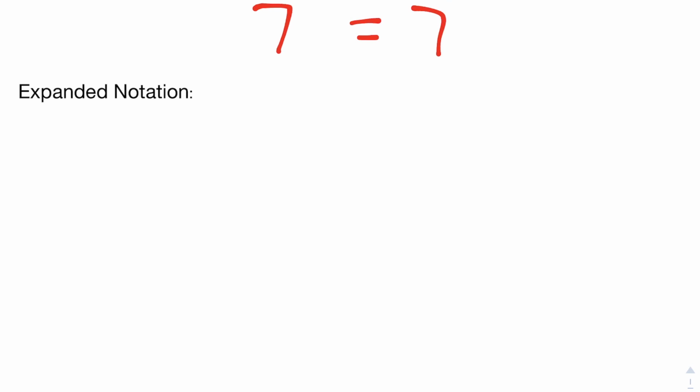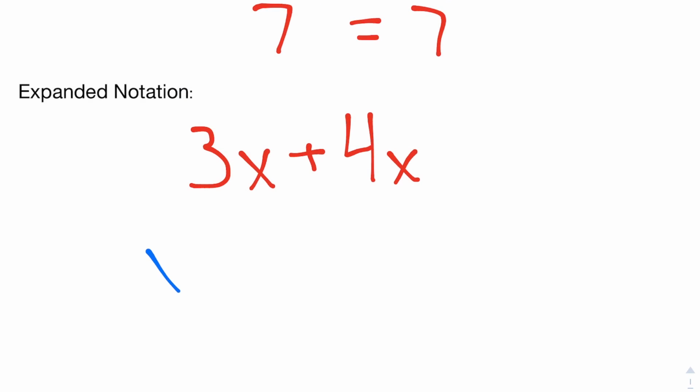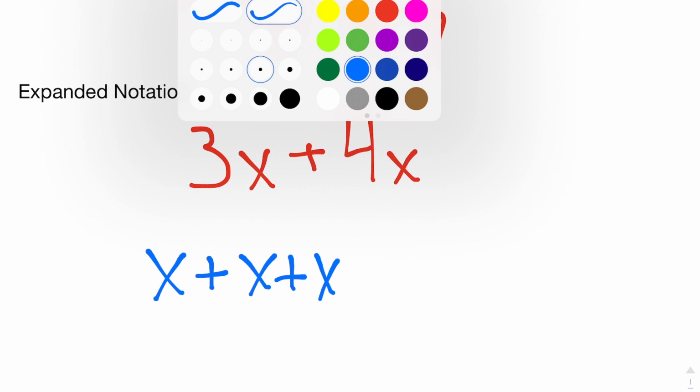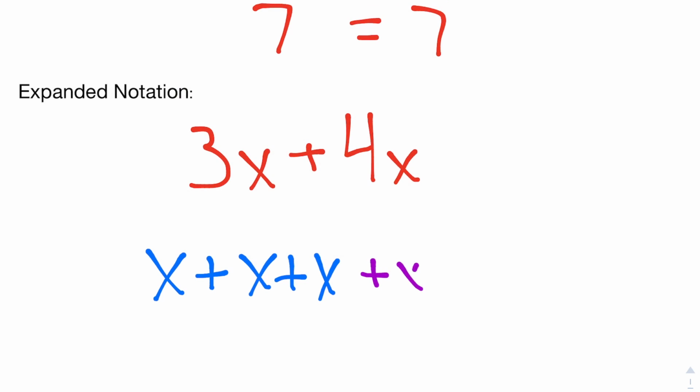Another idea that we're going to be looking at with this commutative property is the expanded notation. The expanded notation is basically breaking down everything to the smallest parts possible. So for example, if we said 3x plus 4x, in my mind what I'm going to be doing is writing out x plus x plus x. That gives me 3 of them. And then I'm going to do x plus x plus x plus x. Okay, and there's my 4 of them.